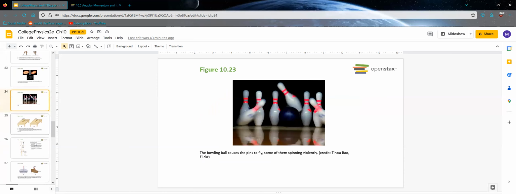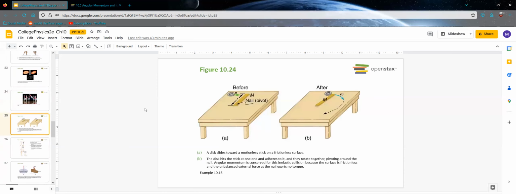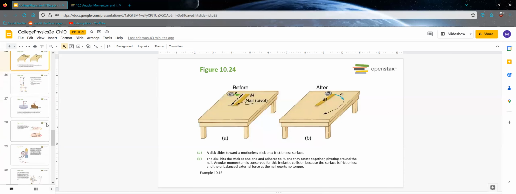Yeah. So bowling pins, another example of these things affecting each other, and everyone's very happy to know that.